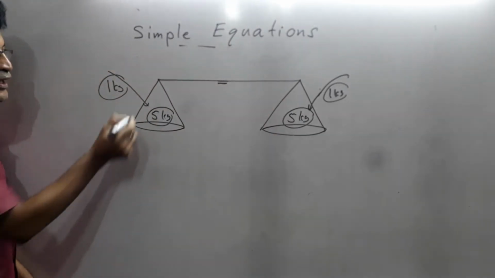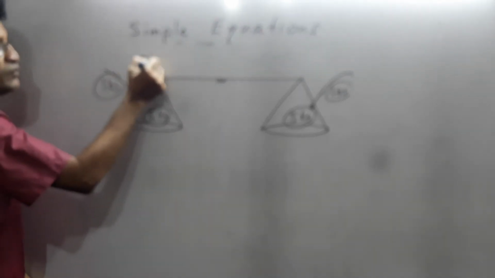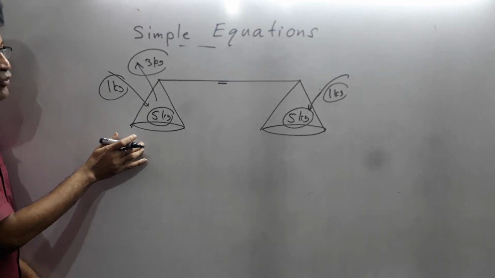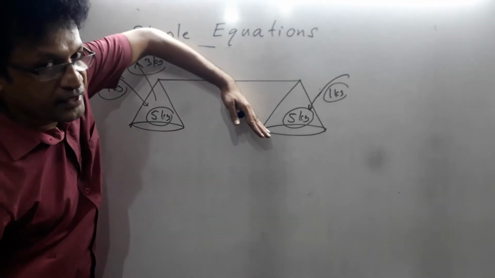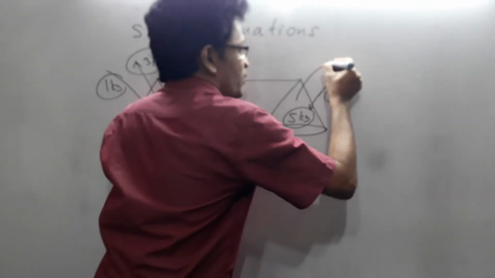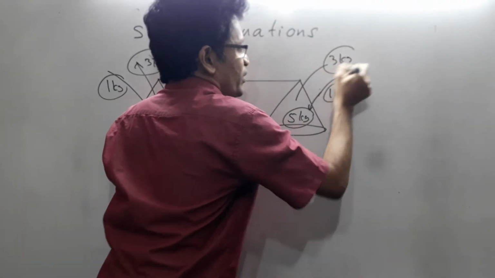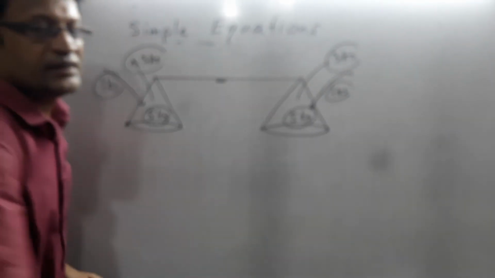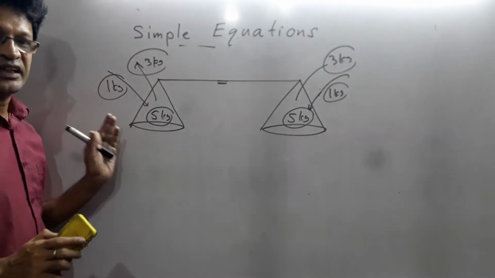Now if I take 3 kilograms out, what is happening? This side has less weight, so this side goes up and now it is like this. To keep the balance, I have to take 3 kilograms out. Now again it is balanced, both sides are equal. Okay. Now this is how the scale behaves.